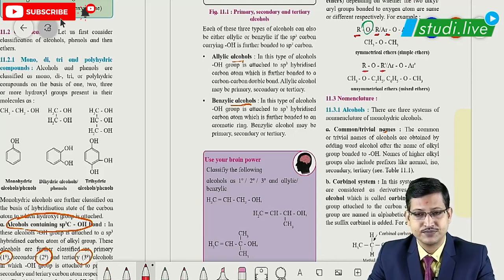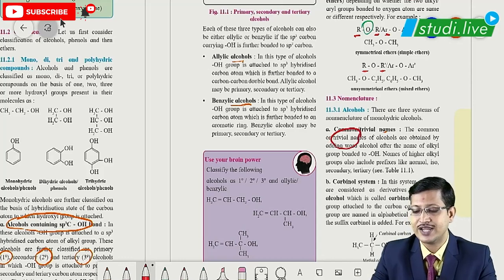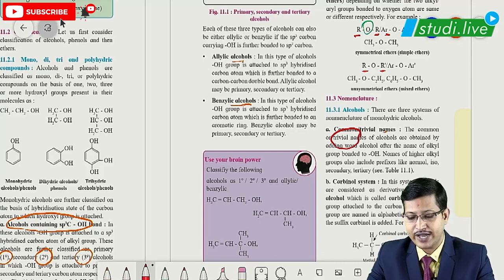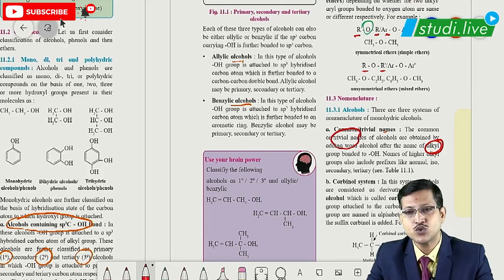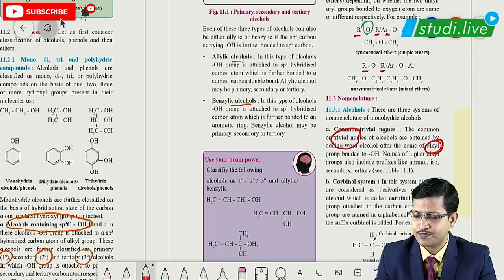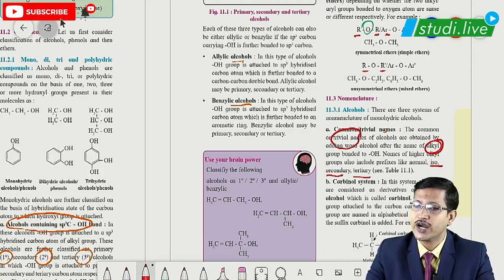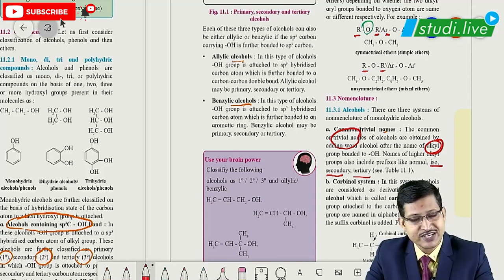In the common system, we use the word alkyl alcohol. The common names, also called trivial names, are obtained by adding the word alcohol to the alkyl group. So you have the alkyl group, and to that alkyl group you add the word alcohol. Normally you have a prefix like iso, secondary or tertiary. Just now we said what is secondary and what is tertiary. If it is attached to 3 carbons, it is tertiary. If it is attached to 2 carbons, it is secondary. That is what we have already mentioned.